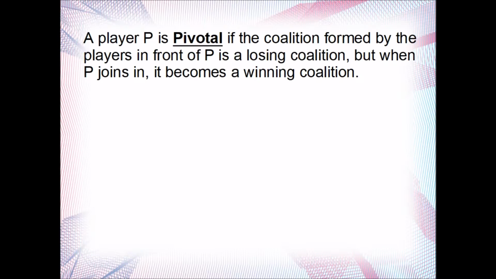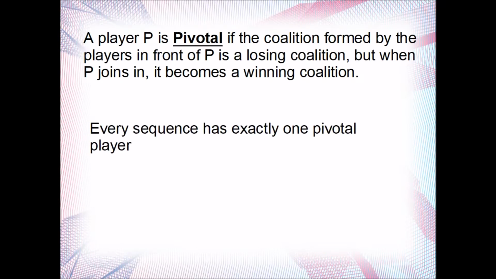This could be a little bit confusing because pivotal players apply to sequences, but in the definition I'm talking about coalitions, and that's not confusing at all. But hopefully, as I go through the examples, it will make it a little less confusing. There is one other important fact that I want to mention here, which is that every sequence has exactly one pivotal player. So that means that you are guaranteed to have one and only one. So it's not like coalitions where sometimes they're critical and sometimes they're not. No, in this case, every sequence has exactly one pivotal player.